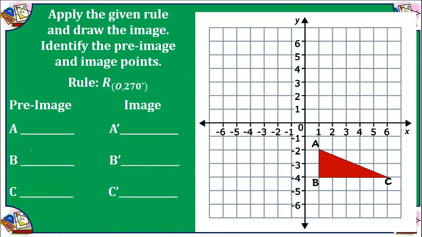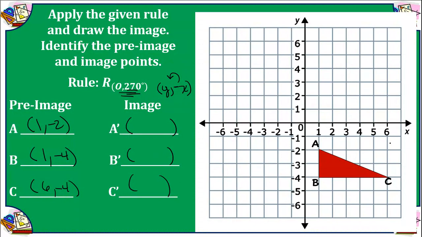Okay, now let's do some rotating ourselves. Unlike translating and reflection, for me, rotating is a bit difficult to do graphically, so I'm just going to apply the rule and then plot the points. So we have A is (1, -2), B is (1, -4), C is (6, -4). So I'm going 270. I'm going to go counterclockwise. So for 270, the rule is our y stays the same but moves positions, and then the x coordinate changes to the opposite value.